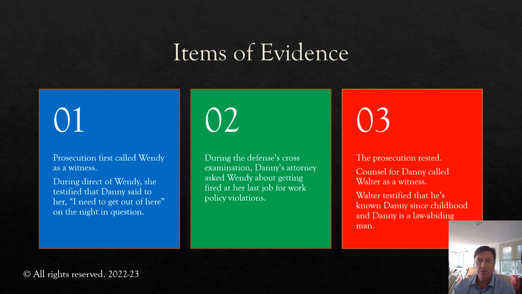And then finally, notice now we're in a whole different part of the case. Prosecution's over. Counsel for Danny, the defense case is on. They call Walter. And so they have a different witness, and we're on direct again. That's your third item of evidence. You discuss the objections to it, the responses to it, and then how the court will rule.